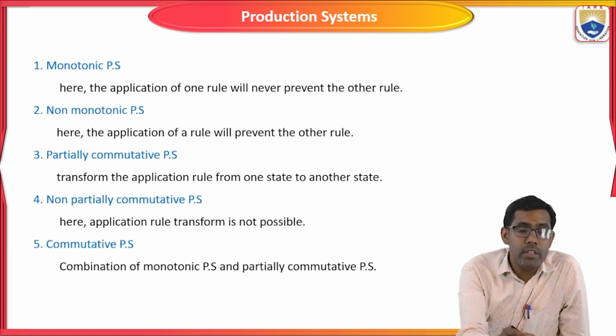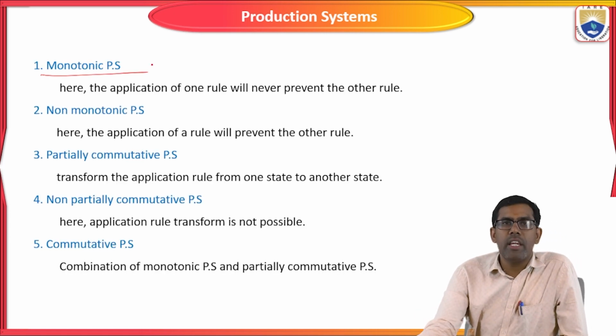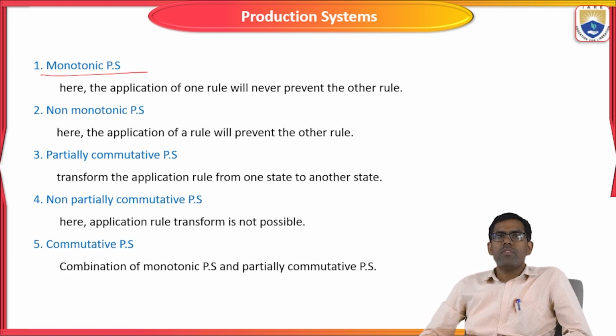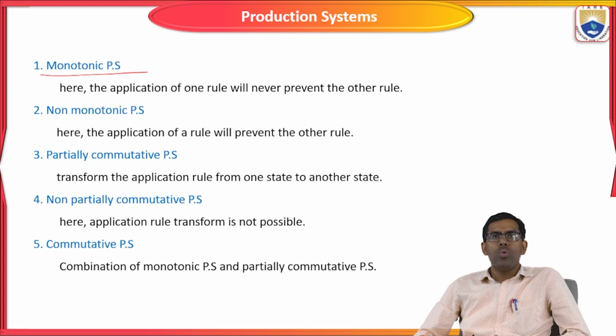The first one is the monotonic production system. Here we have different application rules, and applying one rule will never prevent the other rules.